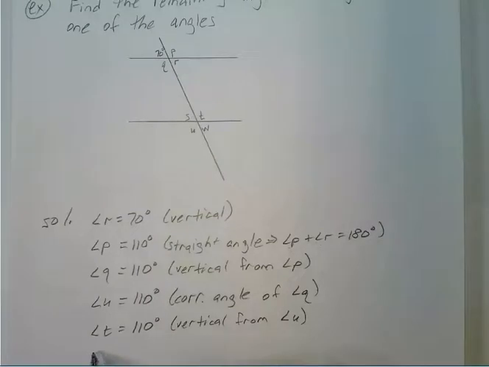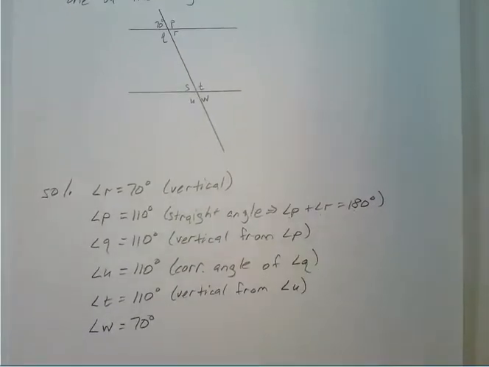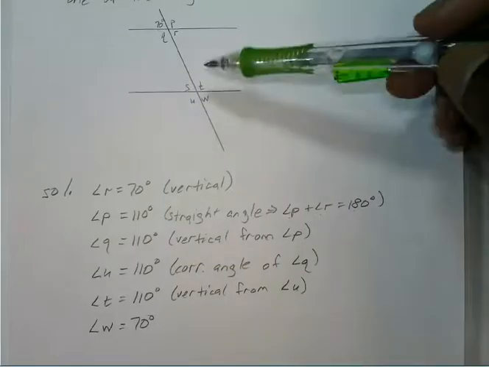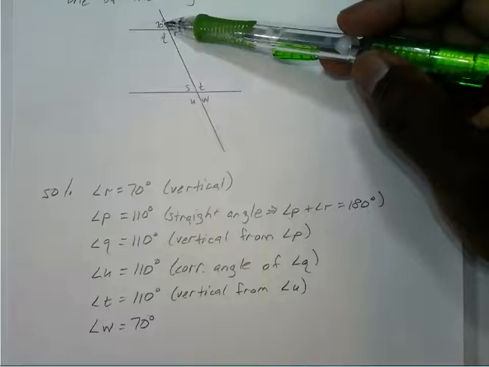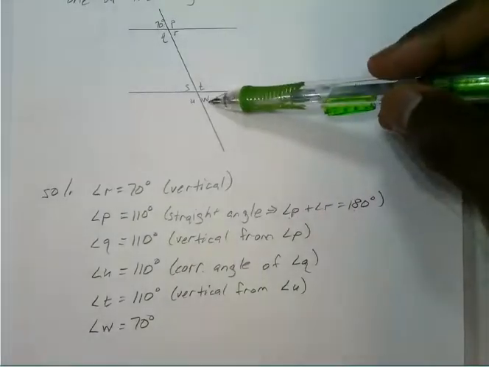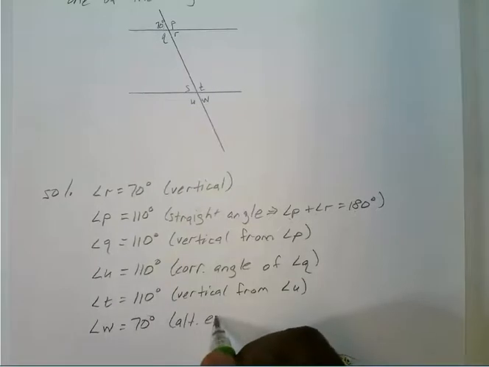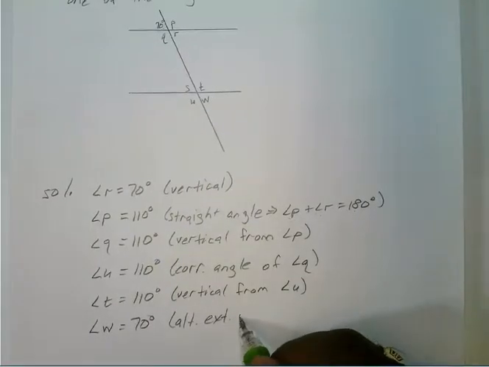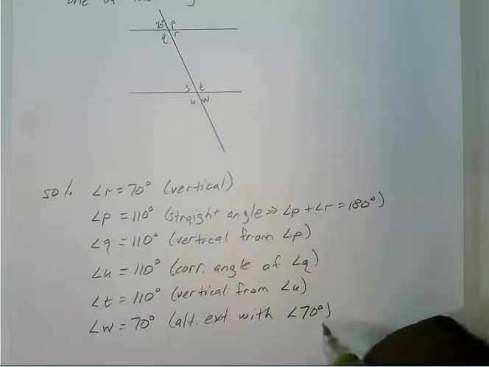Okay, so what about angle W? Okay, so we know that angle W equals 70 degrees. How do we know that? Because it's alternate exterior with the 70 degree angle that we were given. Okay, those two are alternate exterior angles. Alternate exterior with the angle that is 70 degrees.